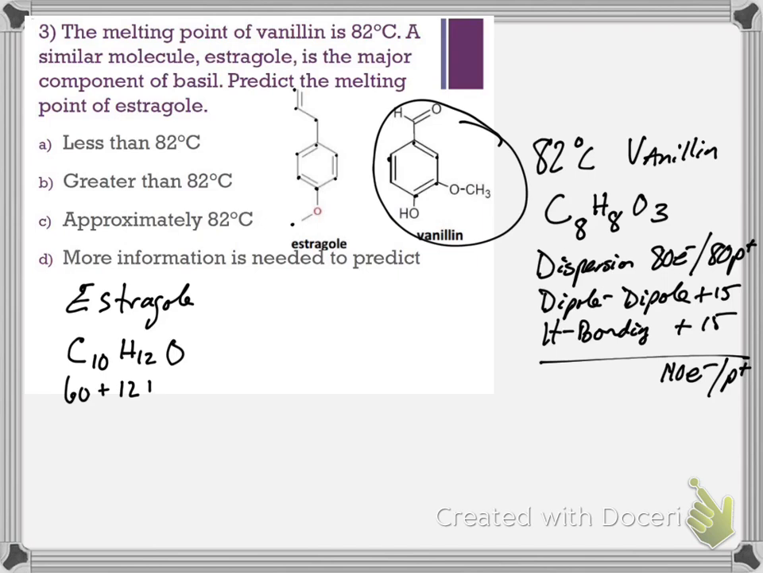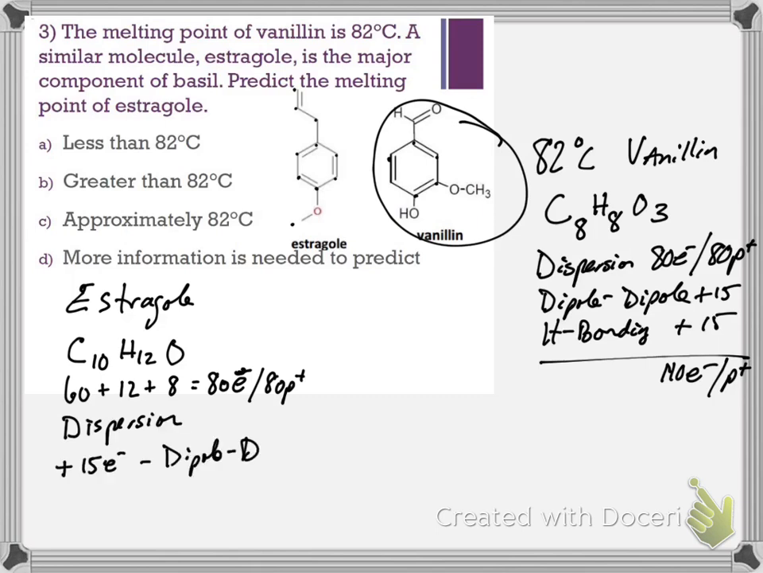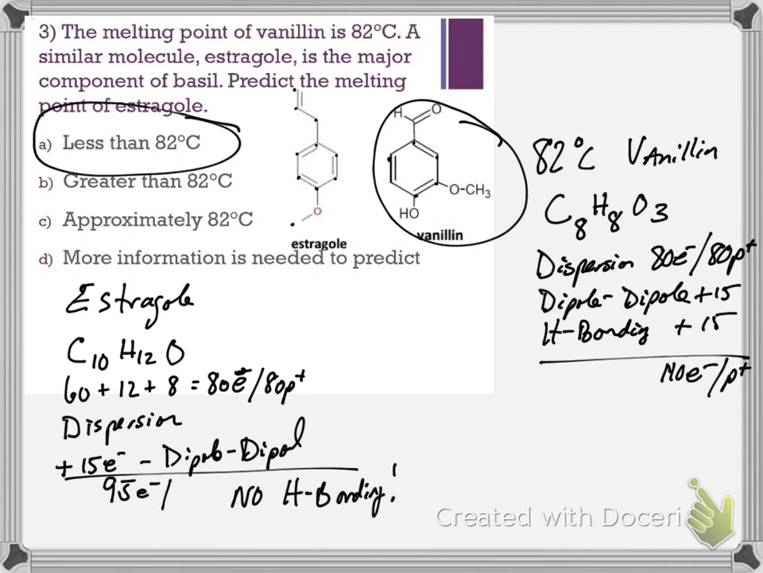So we go look at estragole. 60 plus 12 plus 8 is 80 electrons. It has dispersion, but also has dipole-dipole, which adds 15 electrons, but no hydrogen bonding, for a total of 95. So based on this analysis, we'd expect that estragole cannot have a melting point similar to vanillin, and we would pick less than 82 degrees. It's significantly lower in the total number of equivalent electrons and protons.